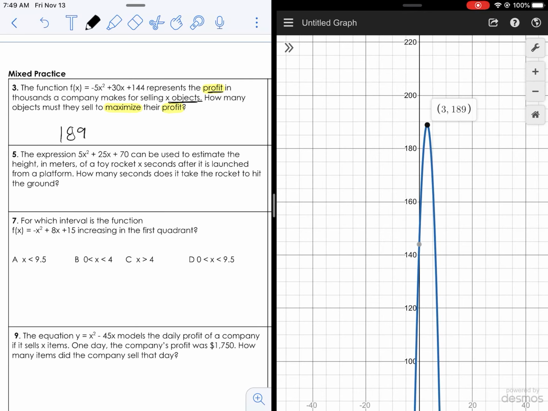But one more thing is in this problem it says the profit in thousands. So that means that whatever number we have, it's going to be in thousands. So we've got to multiply that by 1,000.